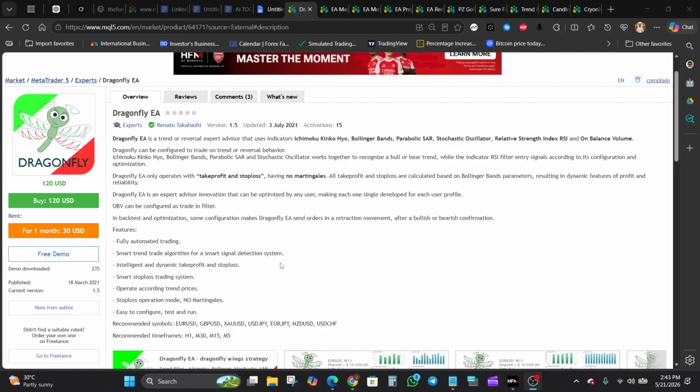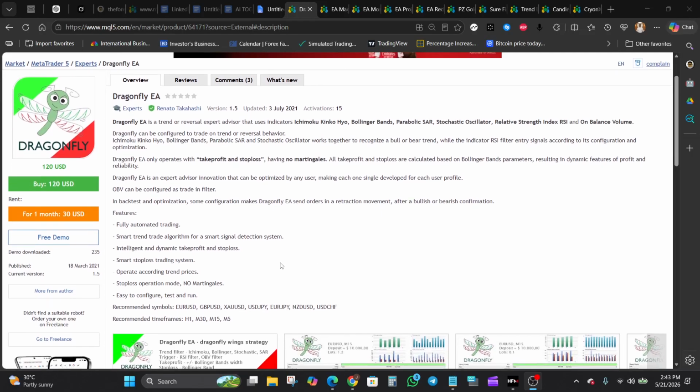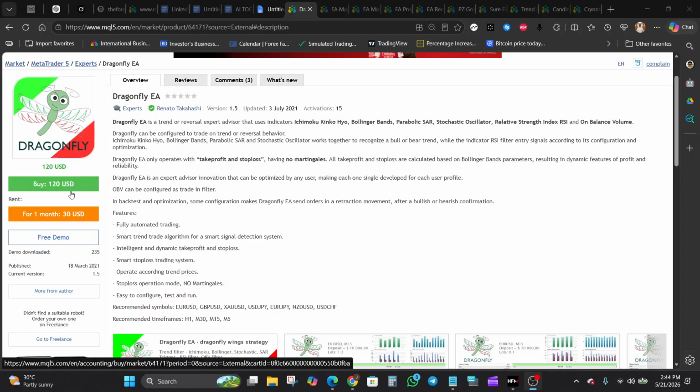So right here on the MQL5 Marketplace page, this is the Dragonfly EA developed by Renato Takahashi. The current version shown here is version 1.5, and according to the listing, it was updated on July 3rd, 2021. The EA is priced at 120 US dollars for a full purchase, and there is also a rental option available starting from $30 for 1 month, which can be useful if you want to test it in a live environment first before committing to the full version.